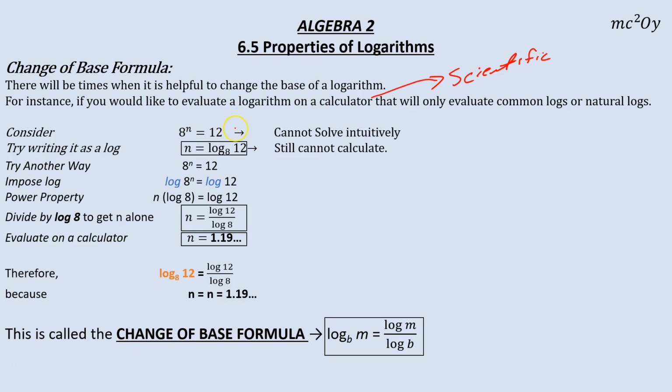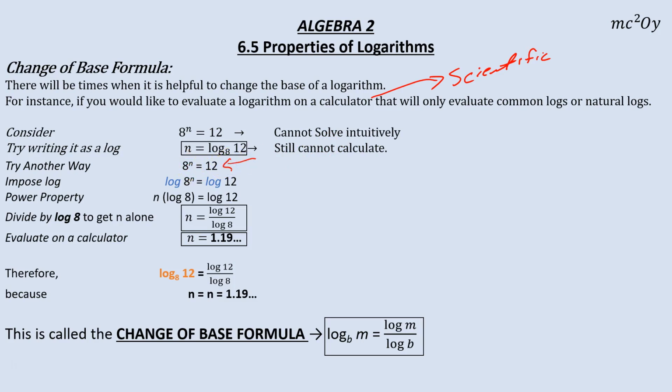Suppose 8 to the power of n equals 12. There's not a whole number power of 8 that gives 12, so it's hard to solve that intuitively. If you can't solve it in exponential form, I've always told students, write it in log form. So you have log base 8 of 12. Still, it's hard to calculate. So let's try another way. Let's go back to our original equation.